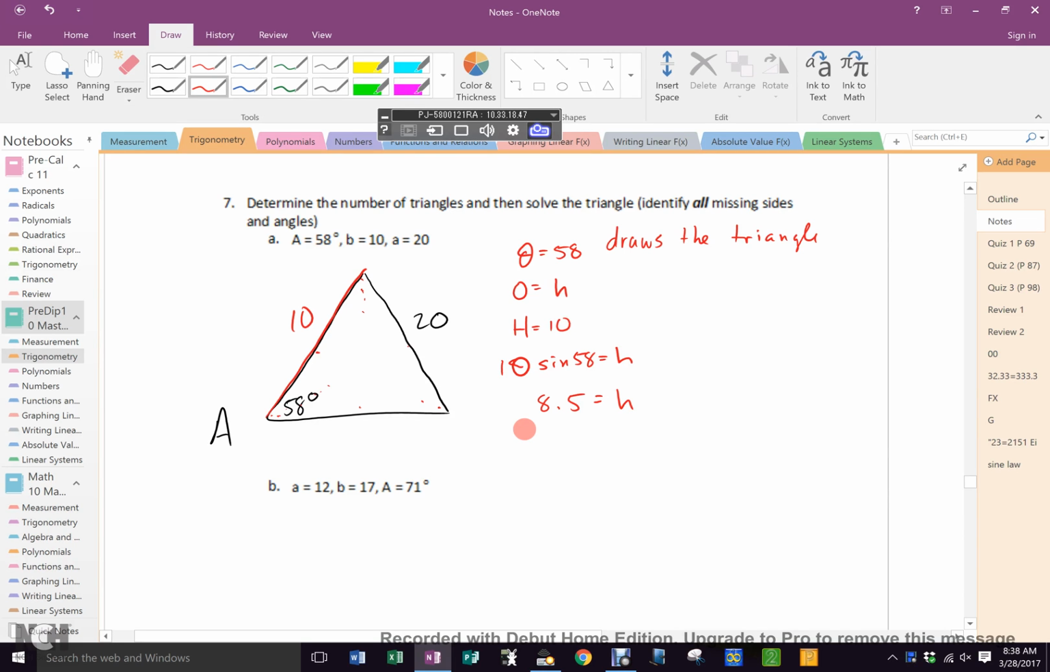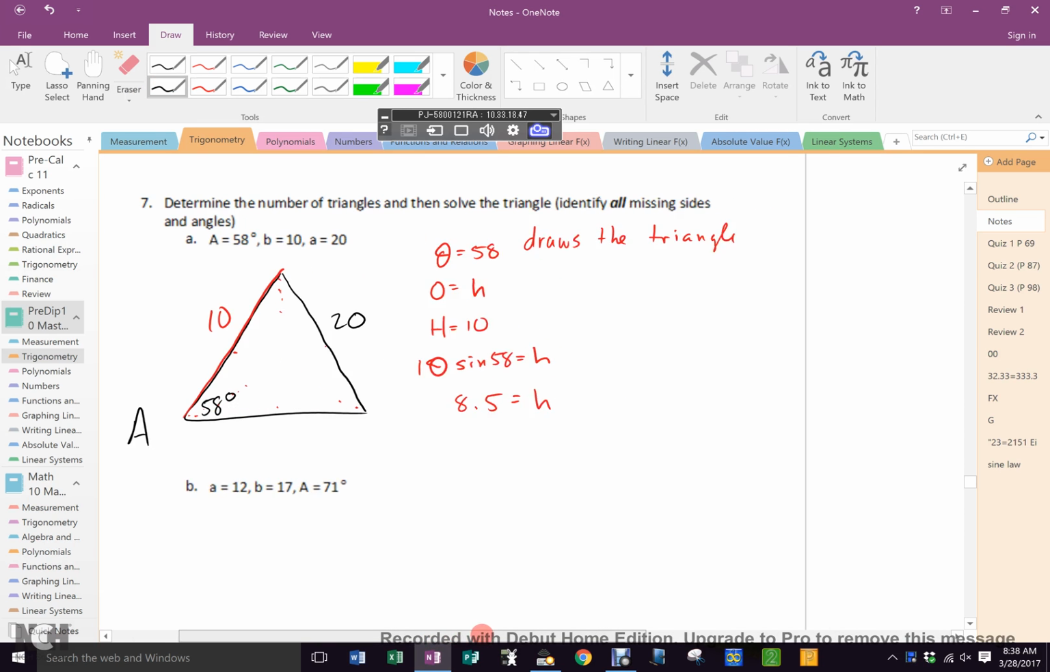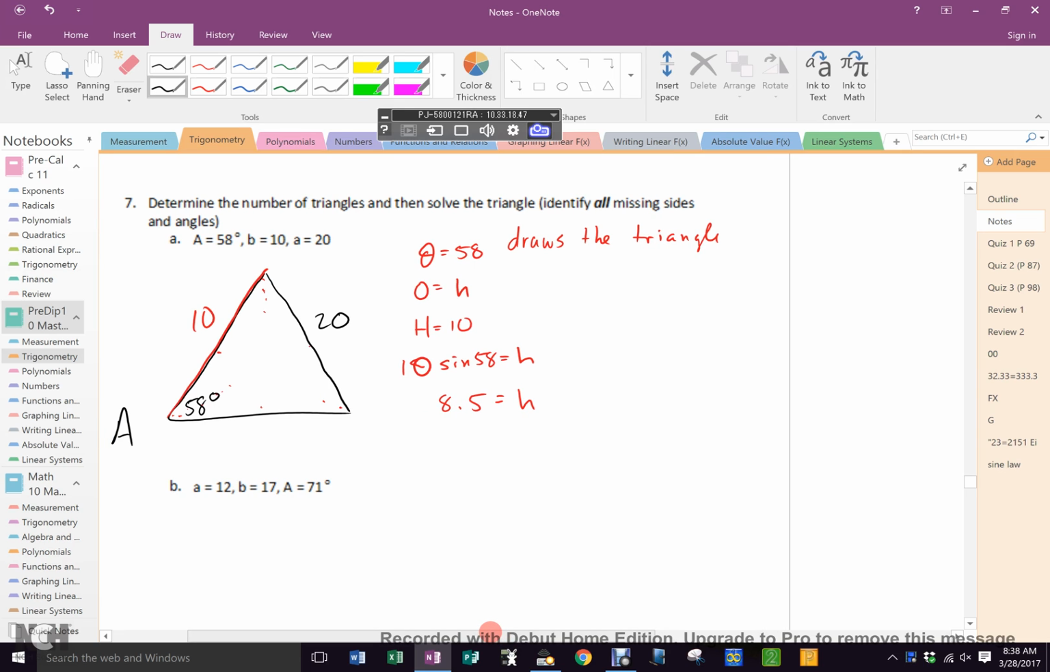We did a whole bunch of work. What do I need now? I'll switch to black ink. What do I need now? I've drawn the triangle. I got to find angles and sides, don't I? Do I have the information I need to find angles and sides? What is the information I have that I can start with?